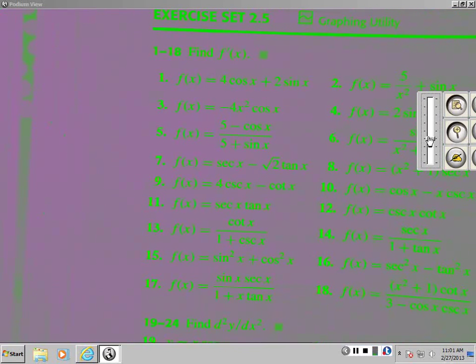Do you know the product or the quotient rule? Do you know the derivative of a cotangent? You know the derivative of cosecant. I tried, but the answer there was different. Was it the same answer, just not simplified? Let's go through and do this one. This is 2.5, number 13. The function f of x equals cotangent of x divided by 1 plus cosecant of x.